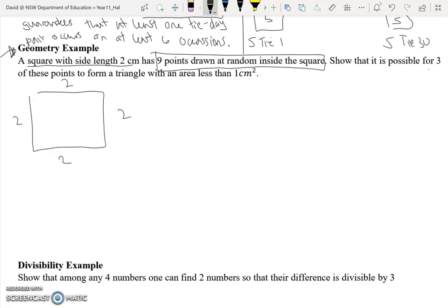Show that it is possible for 3 of these points to form a triangle with an area less than 1 centimeter square. So I need an area less than 1 centimeter square. Okay, so this particular box here has an area of 4. So if I want something to do with an area of 1 square centimeter, I want to split this shape up so that each pigeonhole has an area of 1 square centimeter. So the most obvious way to do that is to split it so that we've got 4 1 by 1 squares.